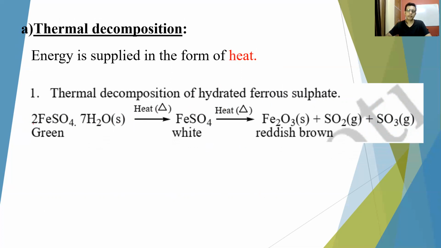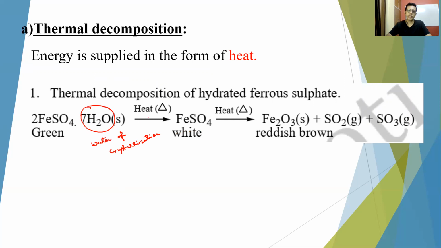Now what is this hydrated ferrous sulfate? This is ferrous sulfate crystals which contain 7 water of crystallization along with this. So this 7 water is called water of crystallization. So we'll discuss about this water of crystallization later on in the chapter called acid, bases, and salt.